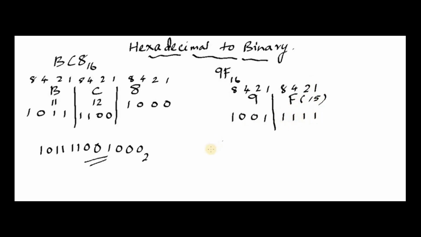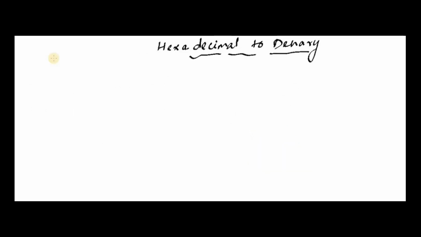That's all. Now how to write our final answer: 1 0 0 1, then 1 1 1 1, base 2. This is our final answer. Okay. Now let us see how to convert from a hexadecimal number to a denary number.